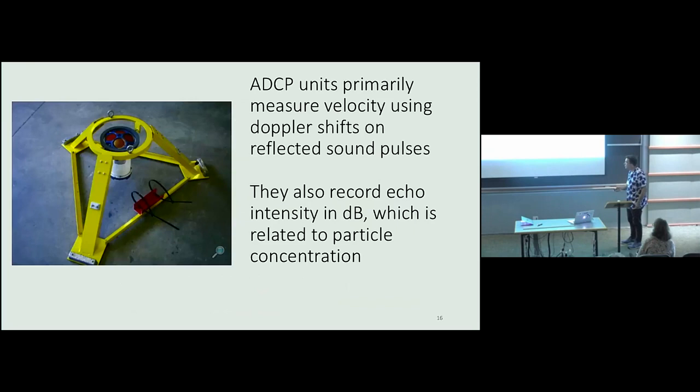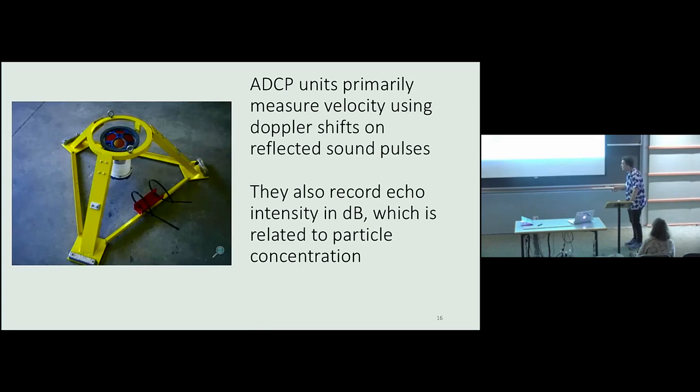What they were deploying off the mouth of the Fraser River was an instrument called an acoustic Doppler current profiler. These are the sort of workhorses of a lot of limnological or oceanographic work. They're primarily designed to measure shifts in the Doppler backscatter, so you get the velocity through the water column. A secondary thing that they measure is the intensity of the backscatter in decibels. This is related to particle concentration. So higher backscatter means more particles, lower backscatter means fewer particles. So you can relate this to particle concentration, but you need to ground truth it.